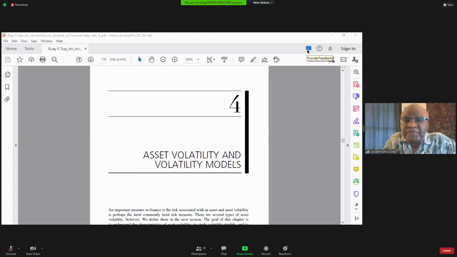What do we mean by volatility, by the way? Can anybody tell us what do we mean by volatility, which is the topic of this class?